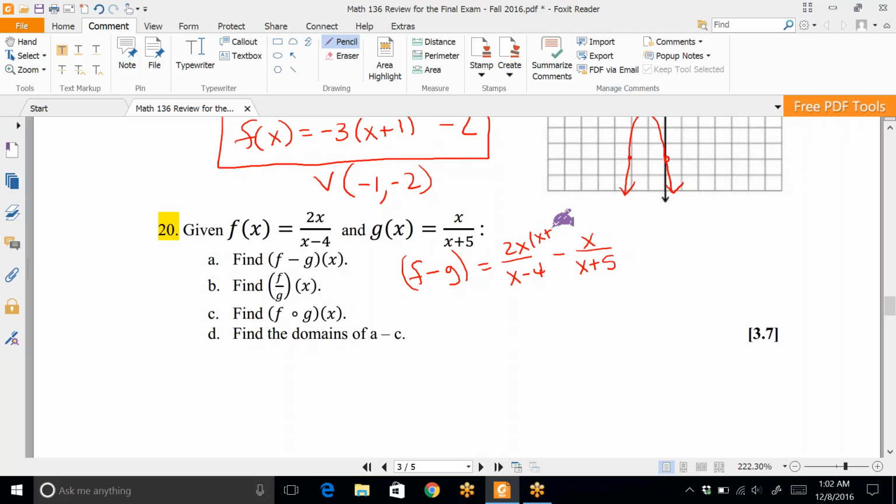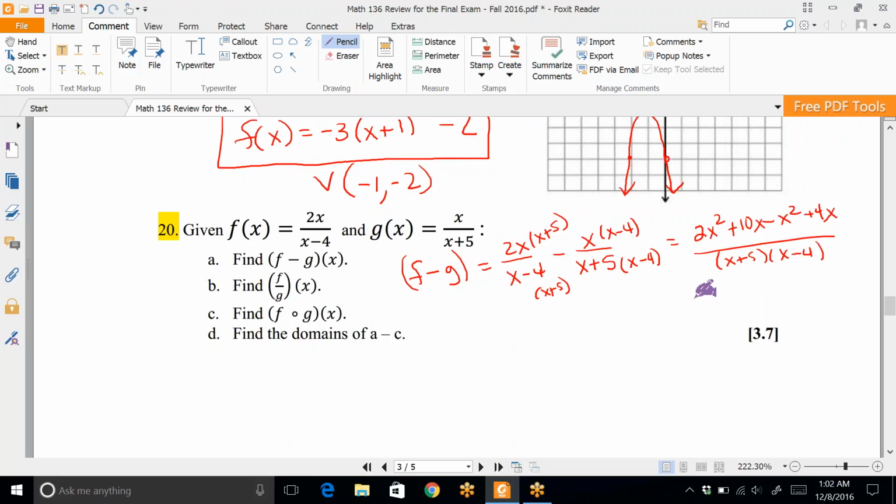I would multiply this fraction by the x plus 5 and this fraction by the x minus 4. That gives me, I have to distribute this, so this would be 2x squared. 2x times 5 is 10x. Negative x times x is negative x squared. Negative x times negative 4 is positive 4x over my x plus 5 and my x minus 4.